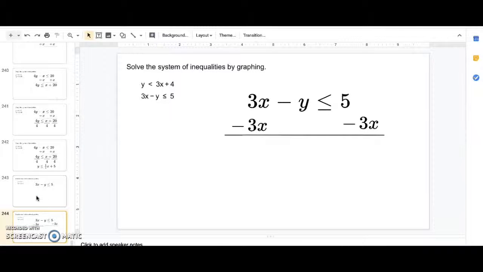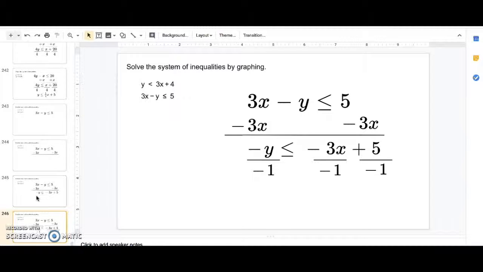I first subtract 3x on both sides. I'll have negative y is less than or equal to negative 3x plus 5. Divide everything by negative 1. When I divide the inequality by negative 1, I have to switch the direction of the inequality. It'll be y is greater than or equal to 3x minus 5. So now I can go ahead and graph these.